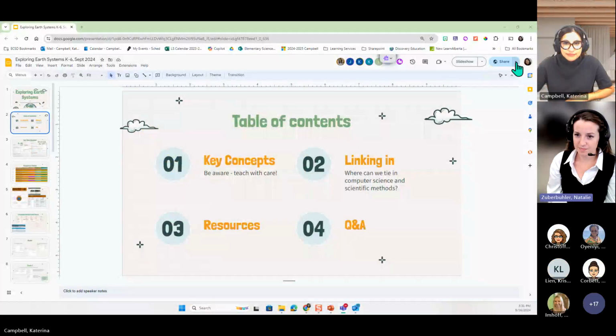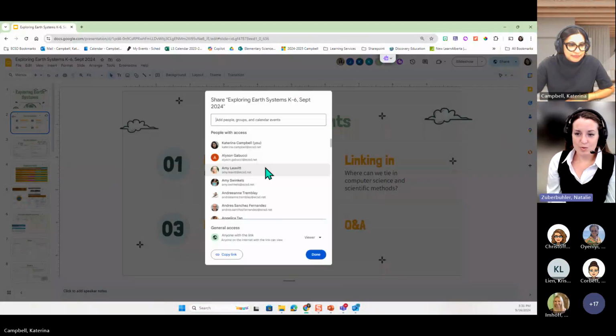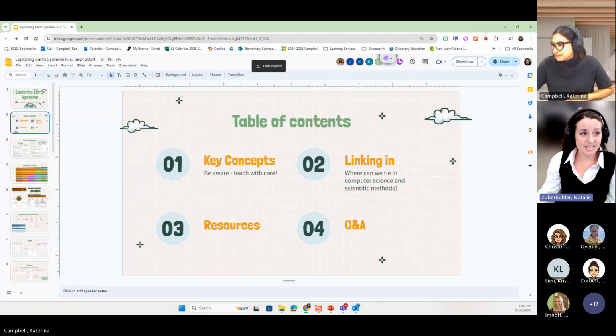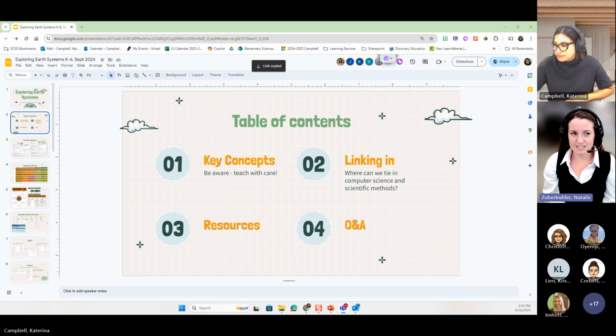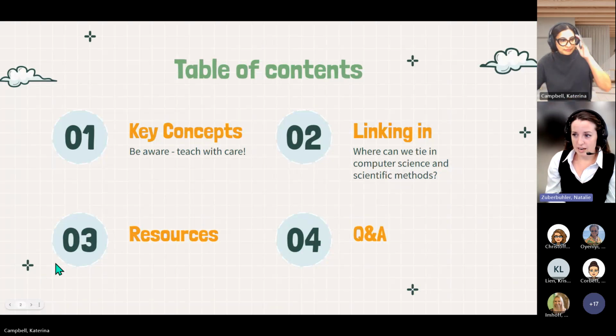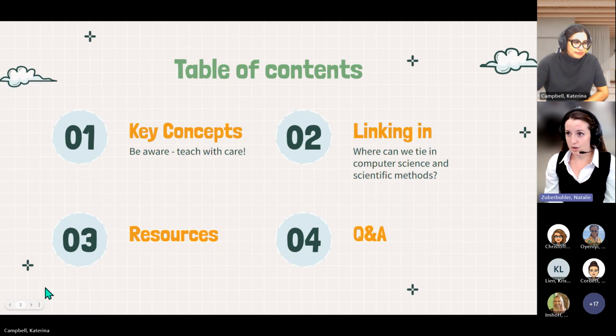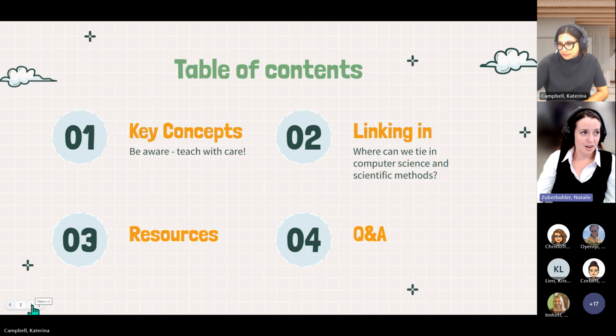There we go. We're going to go through 4 essential parts today. We're going to look at key concepts, and in this section, we're going to do a little bit of myth busting and dive deeper into some of the key verbs in our curriculum. We're also going to be linking in where computer science and scientific methods fits, and some amazing resources will be coming your way. Then, as always, we have time for Q&A with Kat and I.